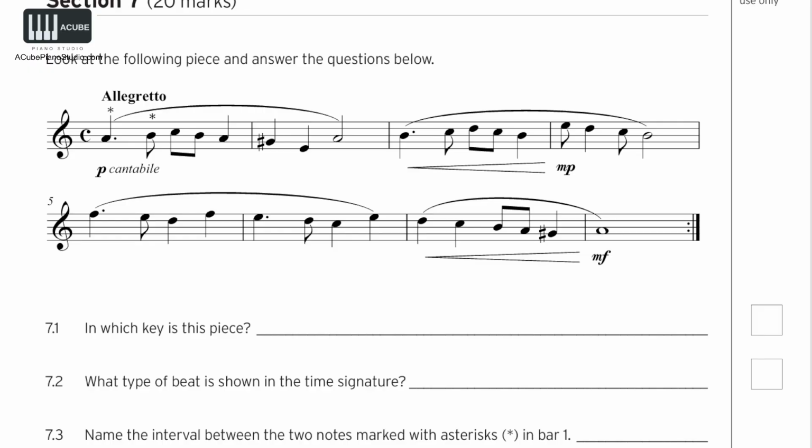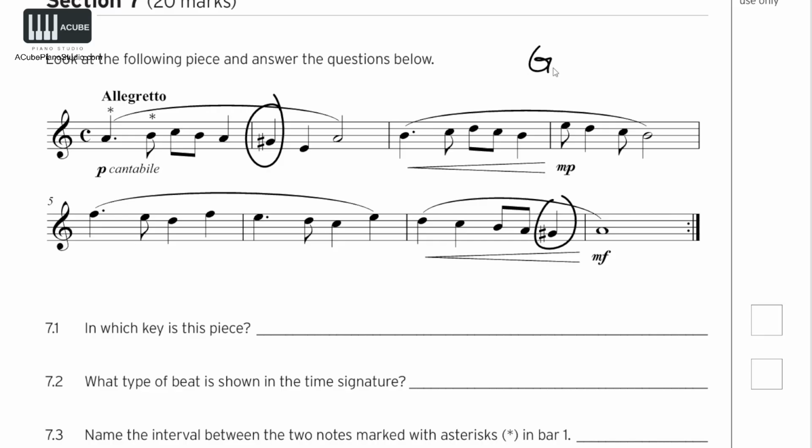Now that we know that there is no key signature, if you look at the key signature here, there's nothing here, right? So it is either going to be C major or A minor. And then if you look at here, there is a G sharp here.